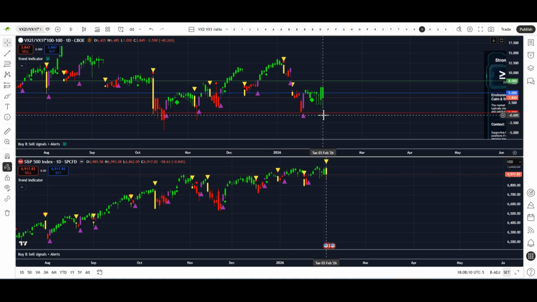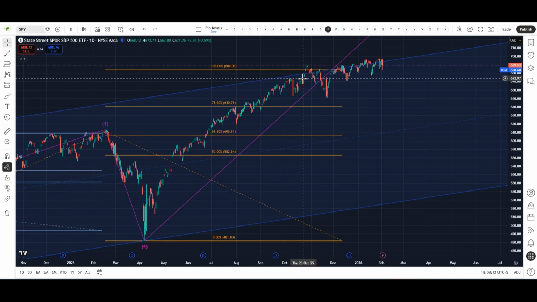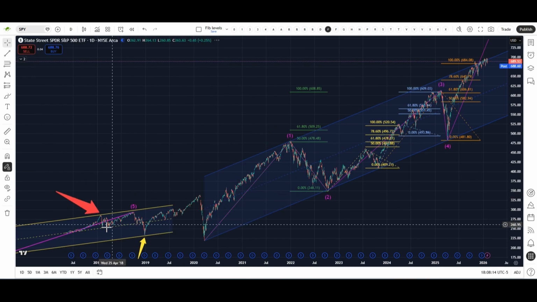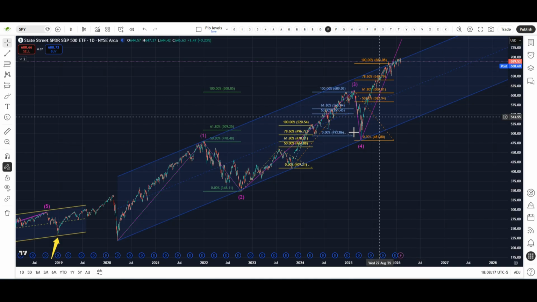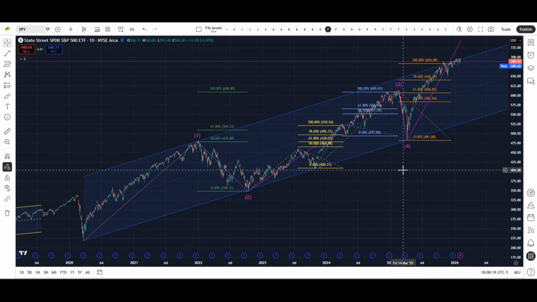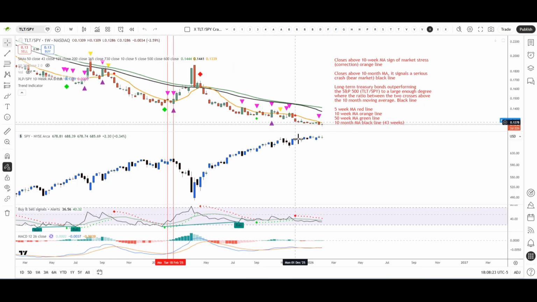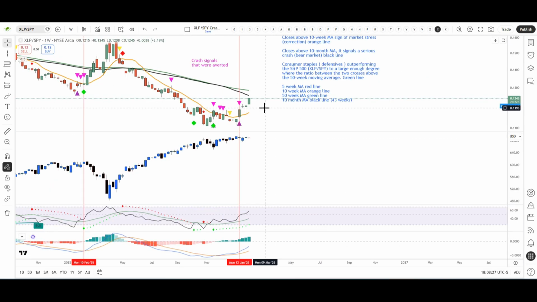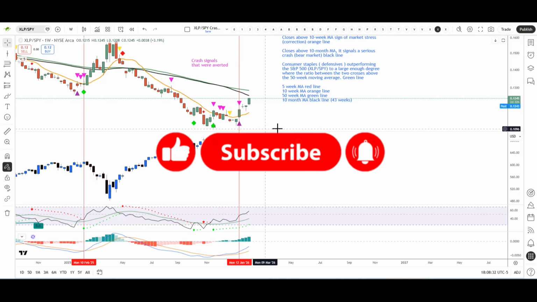And as we've covered previously, we've been trading within that 5-year parallel channel. So in short, play it safe and go from there. Let's keep an eye on the TLT to SPY and the XLP to SPY and wait and see what happens and go from there.